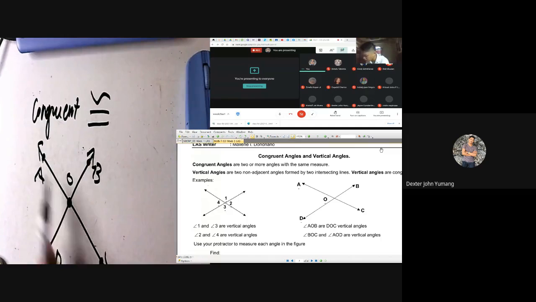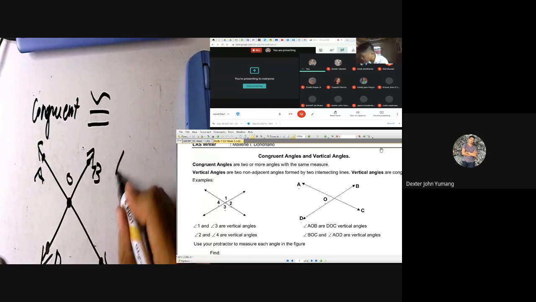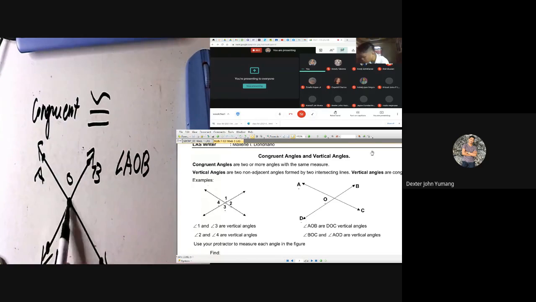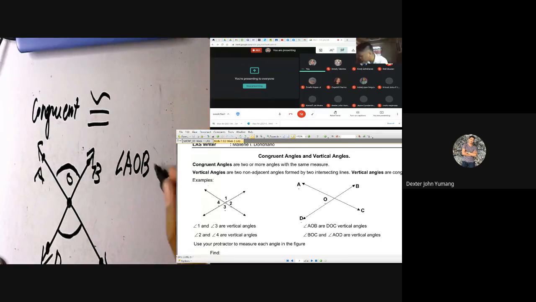So, what are the angles there? We have angle AOB. What is opposite angle AOB? Of course, this one. This is angle AOB, and its opposite is this one. What angle is that? We have angle BOC. Angle AOB is equivalent to angle BOC. Okay? That is now our first vertical angle.